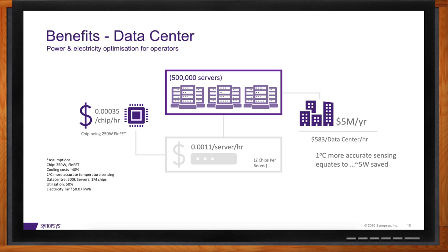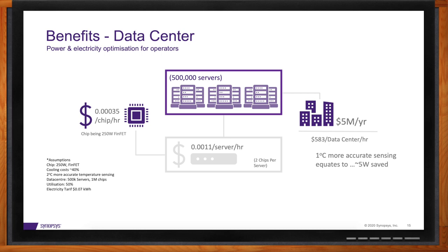So we have an example here where if you were to increase the accuracy of your thermal sensing within the device, say by 2°C, that equates to a certain level of power. We have put some assumptions in there as to the size of the data center, but using that model and those assumptions, a 2°C better performance in accuracy in thermal sensing would equate to around about $5 million per year, which is not insignificant. Absolutely not.